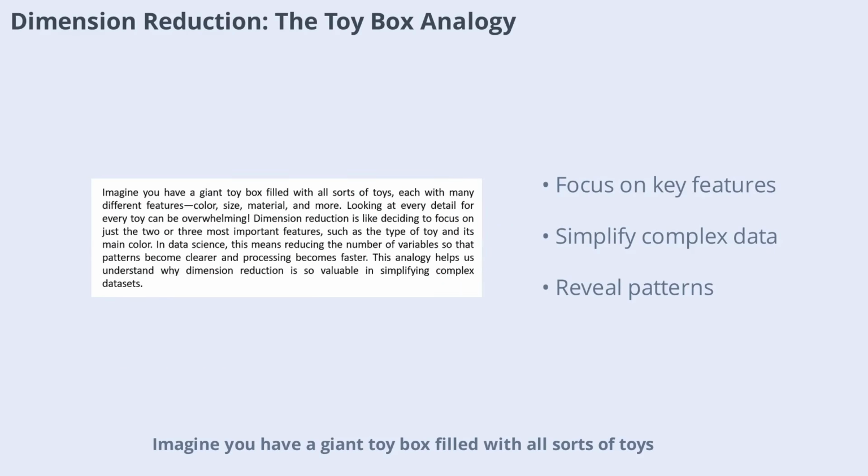Imagine you have a giant toy box filled with all sorts of toys, each with many different features: color, size, material, and more. Looking at every detail for every toy can be overwhelming. Dimension reduction is like deciding to focus on just the 2 or 3 most important features, such as the type of toy and its main color. In data science, this means reducing the number of variables so that patterns become clearer and processing becomes faster. This analogy helps us understand why dimension reduction is so valuable in simplifying complex datasets.